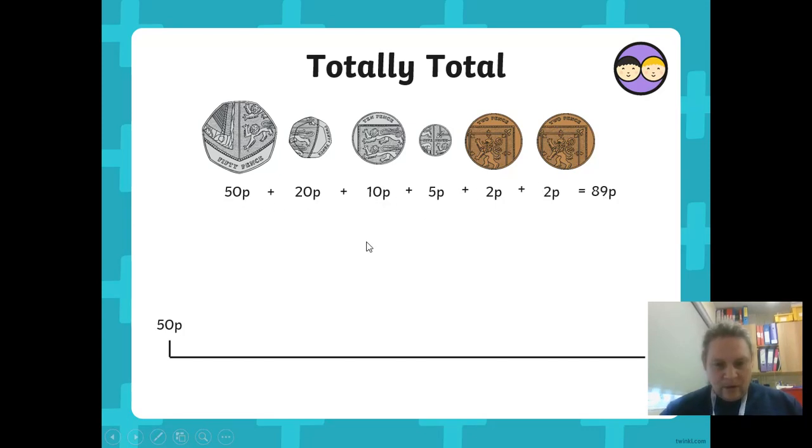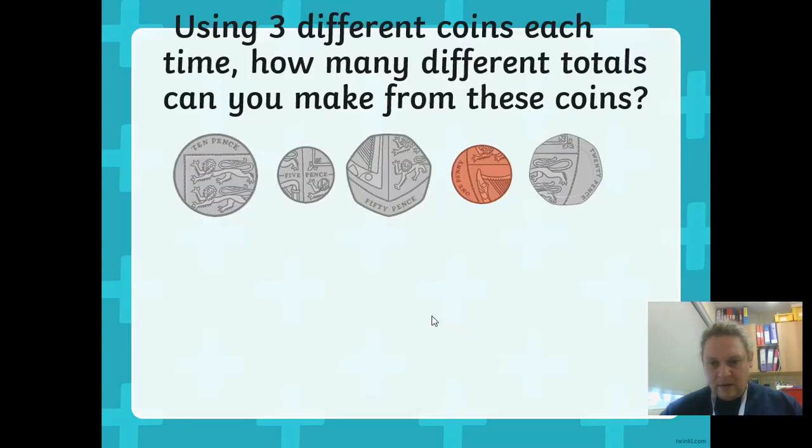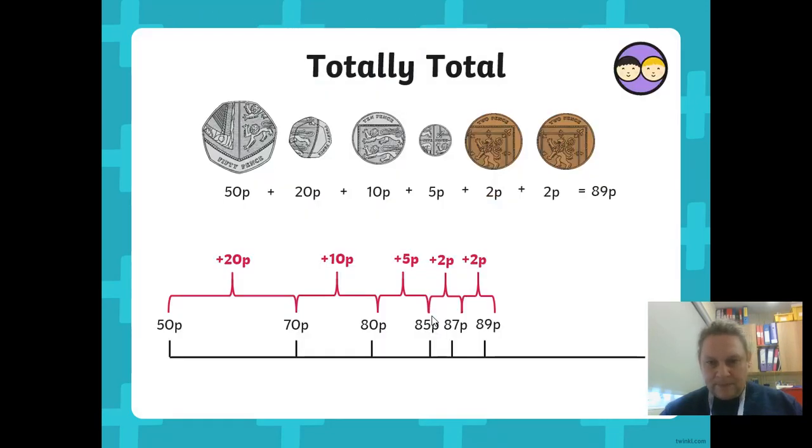All right. So let's have a look at this on the number line. We've got our 50p that we started with. We added our 20p to get to 70p. Then we add our 10p to get to 80p. Then our 5p to get to 85. Then our 2p to get to 86, 87. Another 2p to get from 87 to 88, 89. And there we go, we're at our target. Okay.